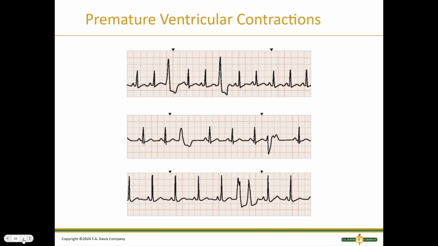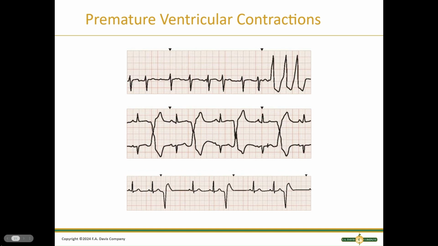And again, here is another little set of strips with premature ventricular contractions. That first strip, you see three together. That would be like a triplet of PVCs or a run of PVCs. In the second strip, you see where it has a PVC occurring every other beat. We call that bigeminy. And in the third strip, you see where that PVC is occurring every third beat, and we would call that trigeminy.